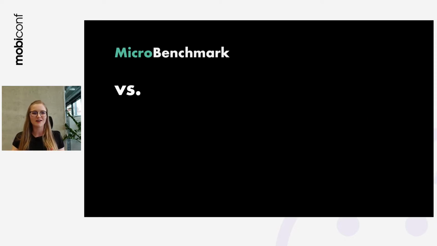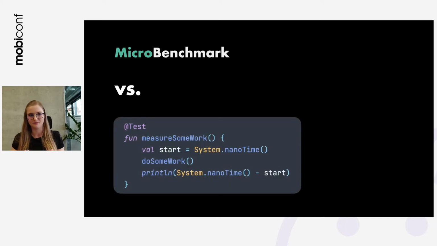Okay, but what are the advantages of using microbenchmarks? What do we gain by creating those UI tests and by using this separate library, the Jetpack Benchmark library, versus creating just this simple piece of code by hand? This code also measures how long it took to run the doSomeWork function, and it's really simple. It just measures the time before running this function and the time after, and subtracts those two numbers. Easy.